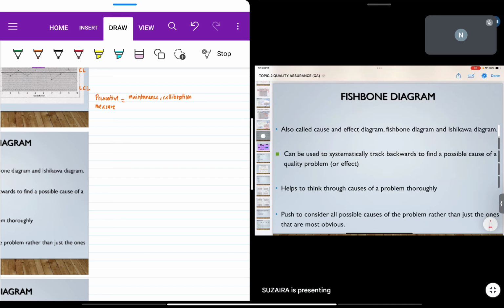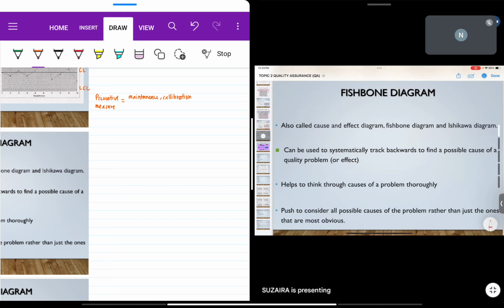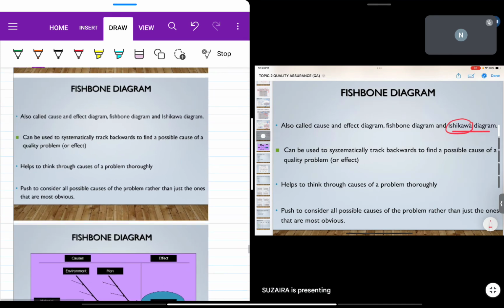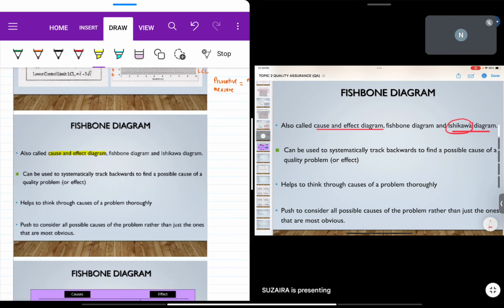Now, we are going to look at the fishbone diagram. Okay, as I mentioned to you, fishbone diagram, we have like 3 names for that. The Ishikawa diagram, because it actually originated from this philosopher Ishikawa. And then we also call this fishbone diagram a cause and effect diagram, because it measures the cause and the factors that contribute to a certain problem. And then you have the fishbone diagram itself. Okay, so we have 3.